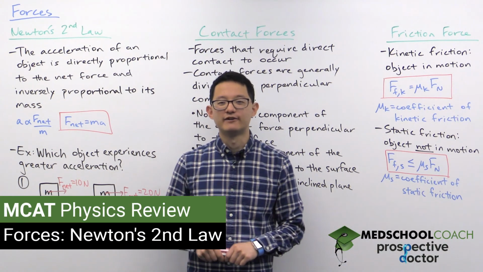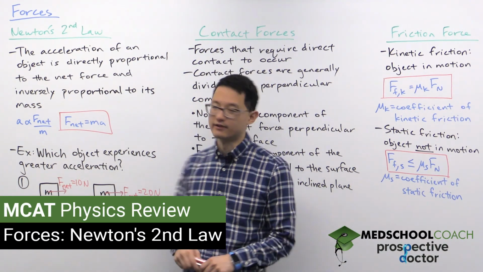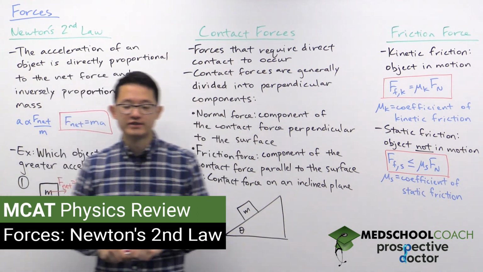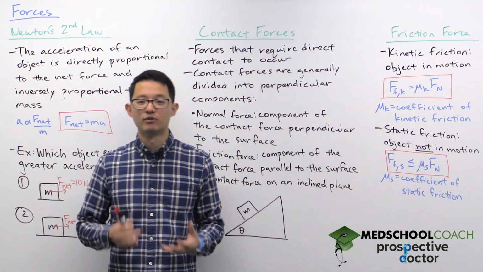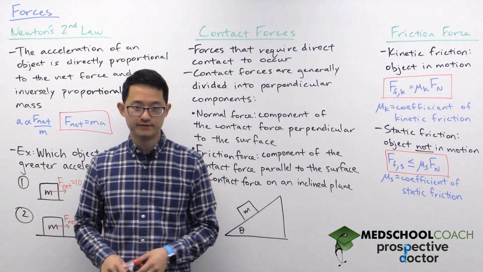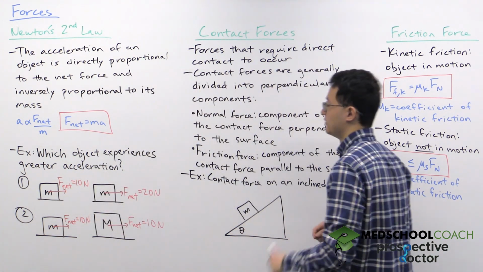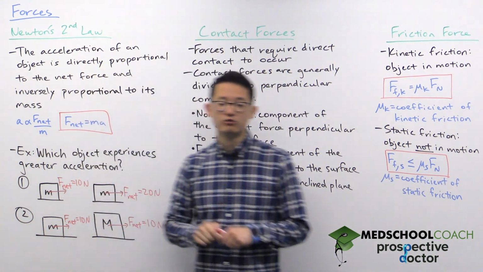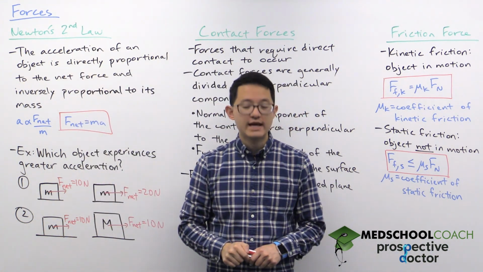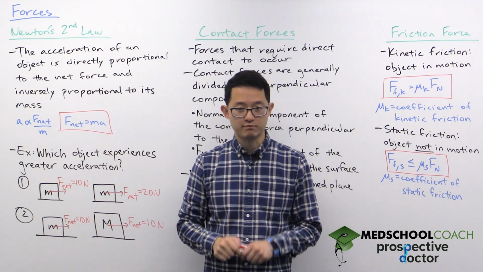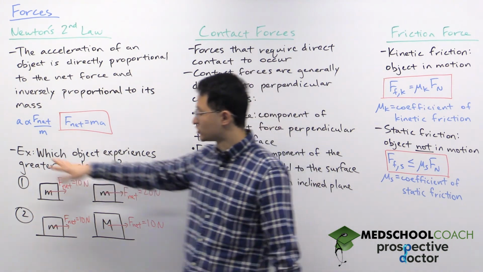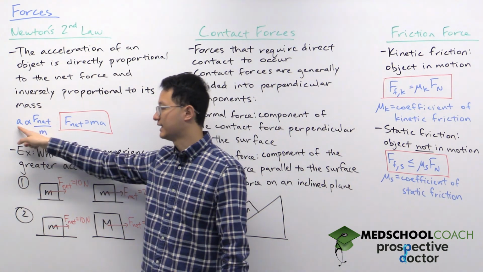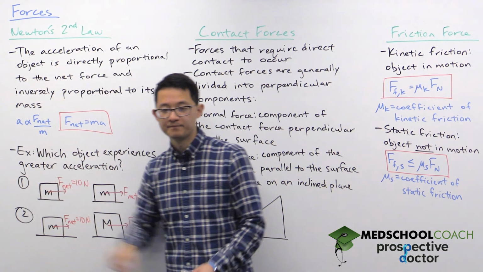All right, in this video, we're going to continue our discussion of forces by looking at Newton's second law as well as contact forces, with particular attention to the normal force and friction force. So to begin, we can define Newton's second law as the acceleration of an object is directly proportional to the net force and inversely proportional to its mass. We can write this as a proportion right here, where you can see acceleration is directly proportional to the net force and inversely proportional to its mass.